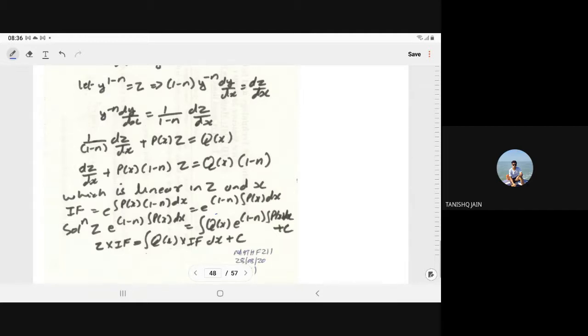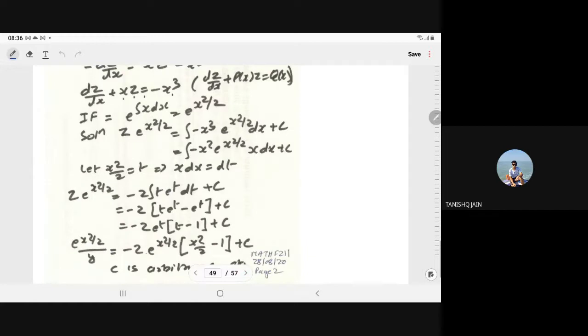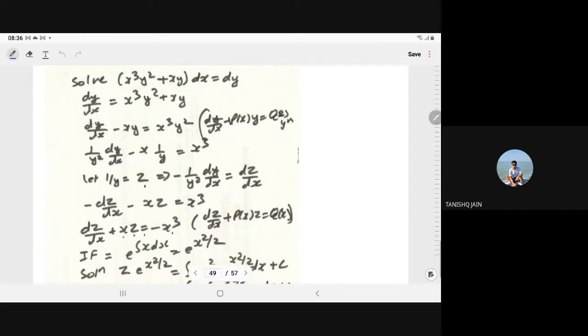So the solution is what? z times the integrating factor is equal to integral of Q times the integrating factor plus c. So that is your solution. Then you resubstitute the value of z in terms of y, and you will get the final solution. So that is the solution procedure for the Bernoulli equation.